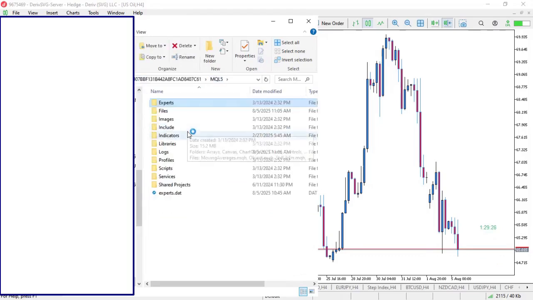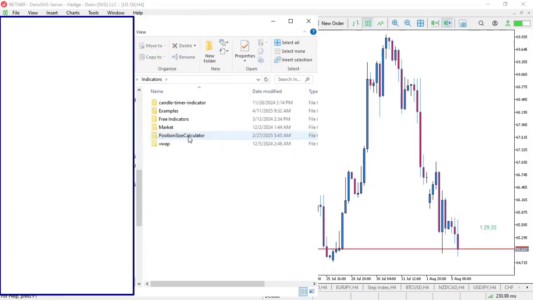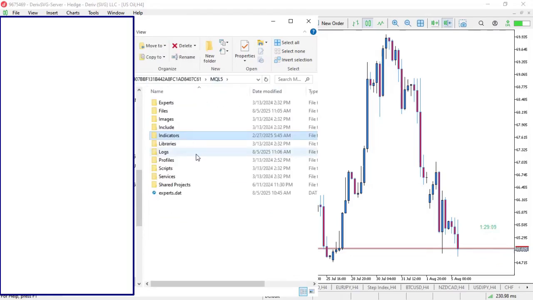Then you go back to indicators. Just delete the indicator folder, and copy the indicator from the zip file you downloaded and paste it here. Okay, good. And then which other one? Profile is the last one.